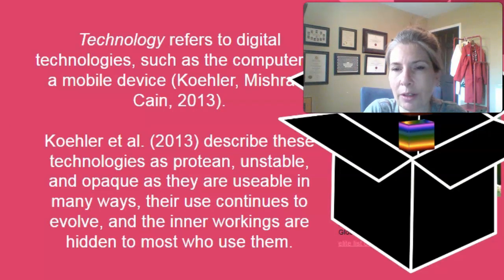When we think about technology from our perspective, we're thinking about digital technology such as a computer or a mobile device. Koehler, Mishra, and Kane describe these technologies as opaque objects whose inner workings we really don't understand. Some of us may, of course, within the course, but as they become more and more advanced, they become harder and harder to know. It's the black box. But they are usable in many different ways.